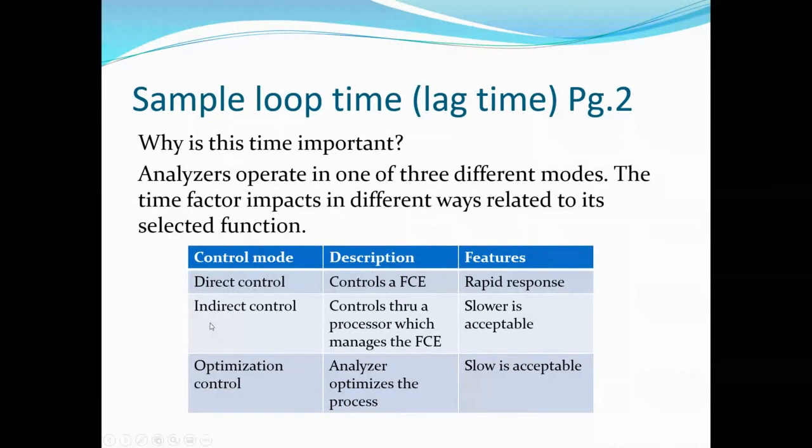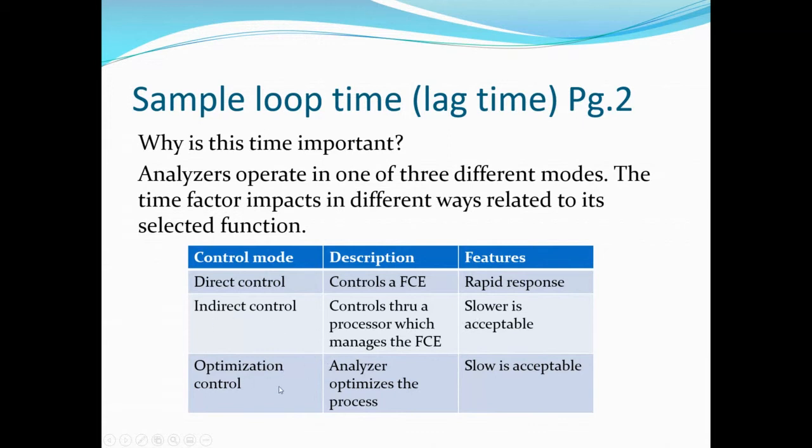So that's direct control. Indirect control is the same kind of idea, but it controls through a processor which manages the final control element. It's somewhere in between the other two methods we're looking at here. This is like a basic control system where we take a measurement, whether it's a transmitter or an analyzer, and send that information to the PLC. The PLC does its math, then provides an output to the final control element. As a result of all the processing that has to go on, it's a little bit slower, but we call this acceptable for indirect control.